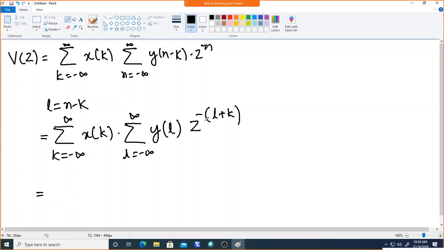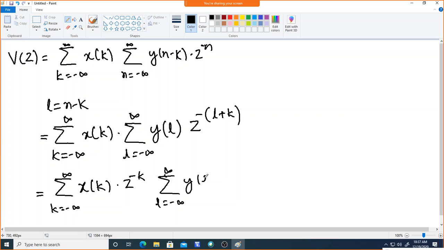So now we can take this z power minus k and put it here. So you will get the summation k equal to minus infinity to plus infinity x of k into z power minus k, and also the summation L equal to minus infinity to plus infinity y of L into z power minus L. Since k and L are dummy variables, you can replace them again by n.